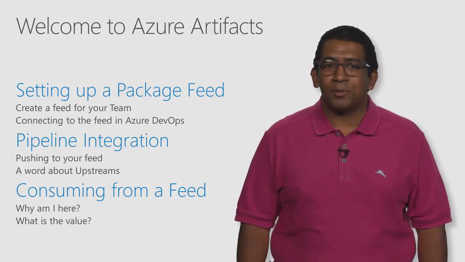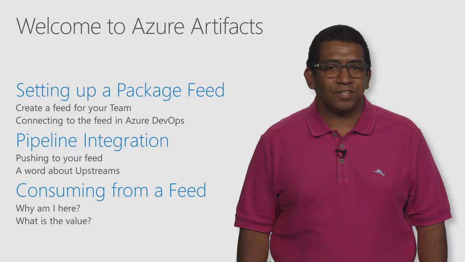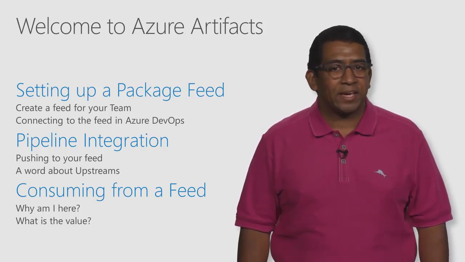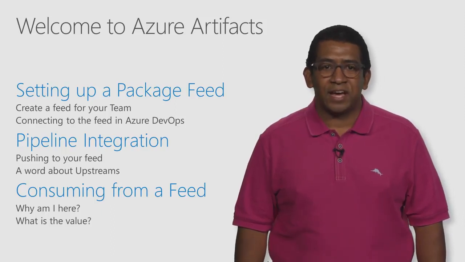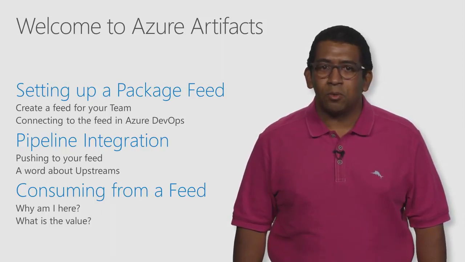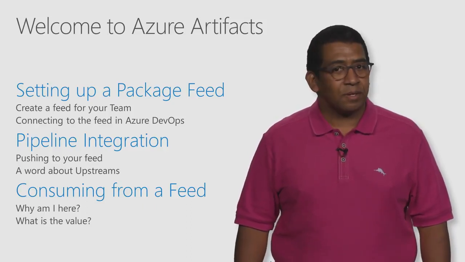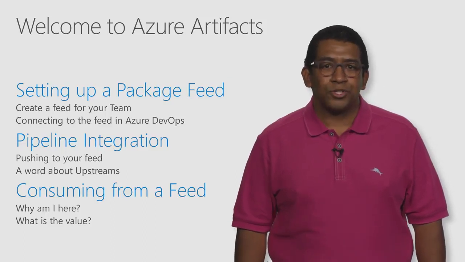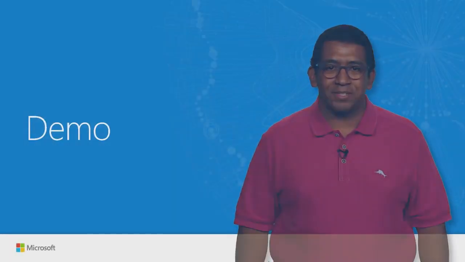Today, I will walk us through the following scenarios. First, setting up a package feed to provide our teams with the ability to control our packages and their dependencies. Next, I will add a task to my build pipeline to upload packages into our new team feed, while also describing some of the benefits of having this feed. Finally, I will show how to quickly consume packages from the feeds into a new solution. Let's go ahead and get started with the demo.